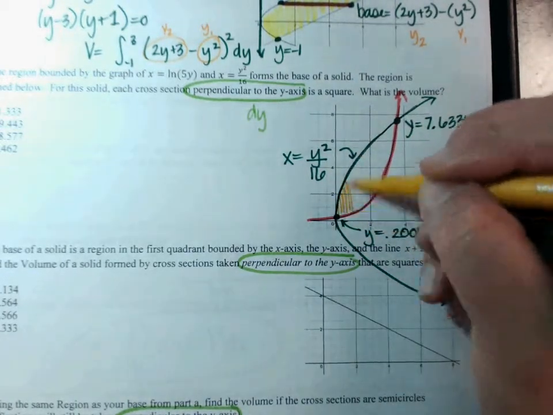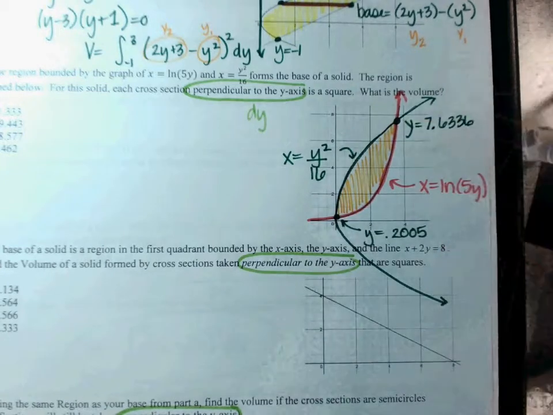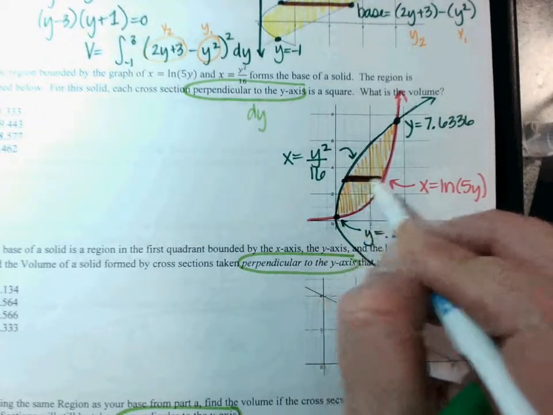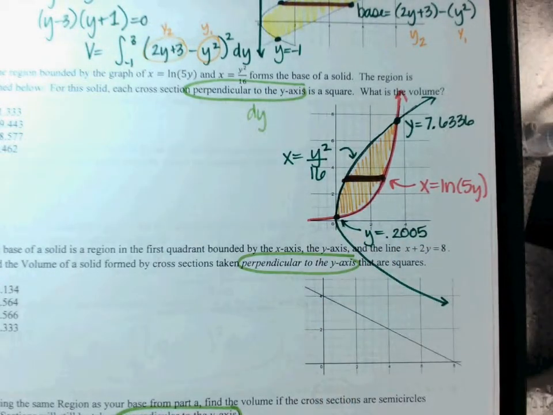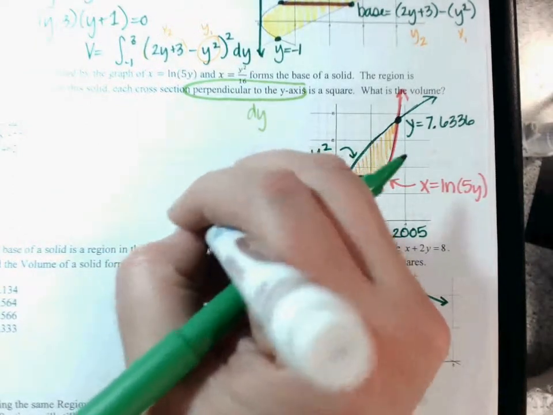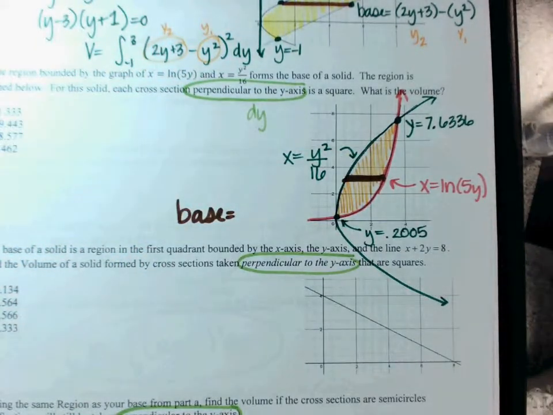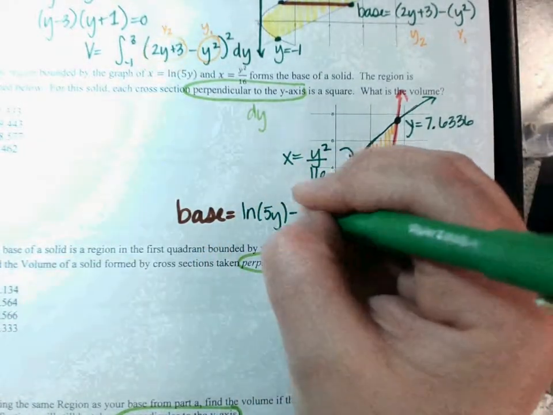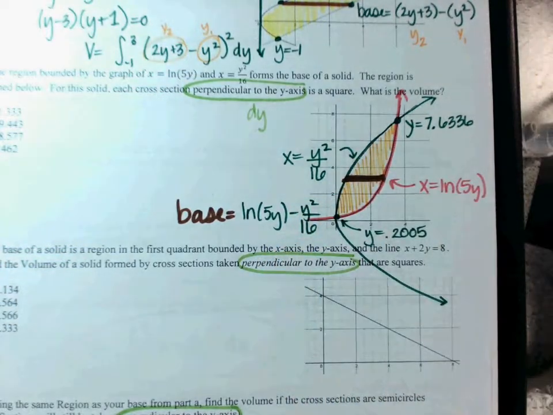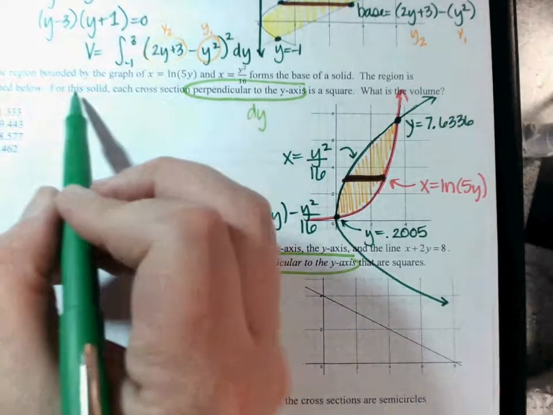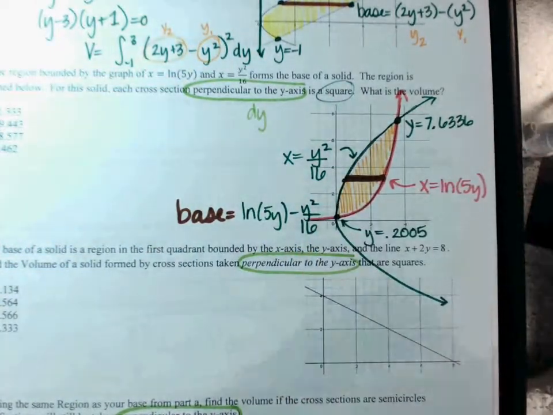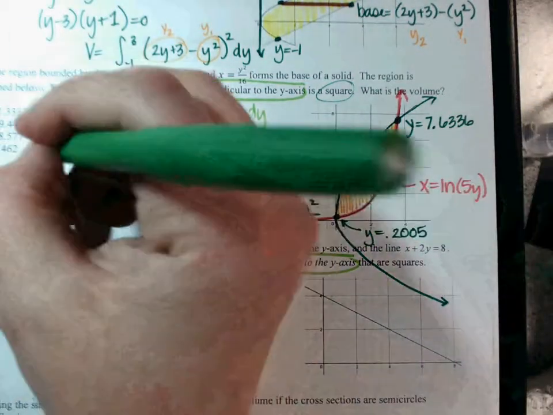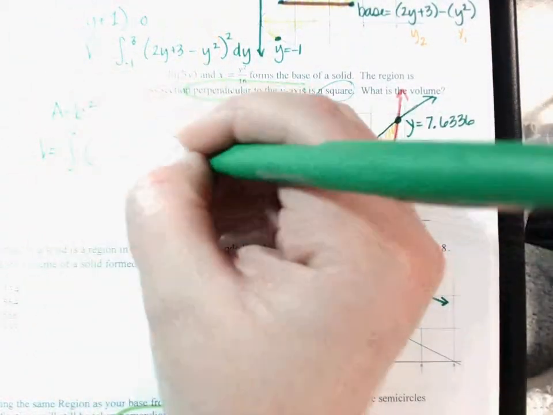Okay, then go back to your graph. Draw in your base. How is it going to run, it says? Perpendicular to the y-axis, so it's this direction. What is my right minus left going to be then? ln 5y first minus y squared over 16. Then what shape do you want? It says for this solid each cross section is a square. So area equals b squared, and then volume equals the integral of b squared.